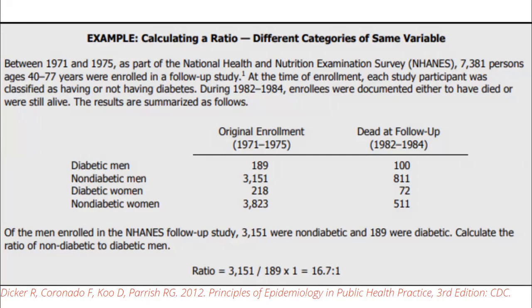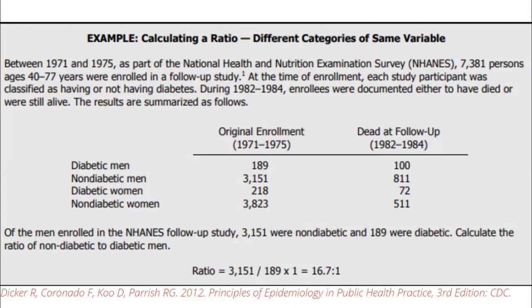We have the National Health and Nutrition Examination Survey conducted from 1971 to 1975. The entire study enrolled a total of 7,381 people aged 40 to 77 years. At the time of enrollment, each of these participants was classified as diabetic or non-diabetic. The results of the study are summarized as follows.